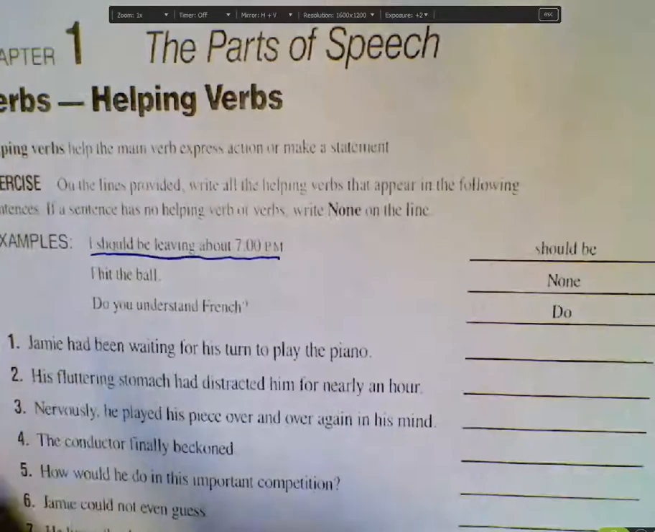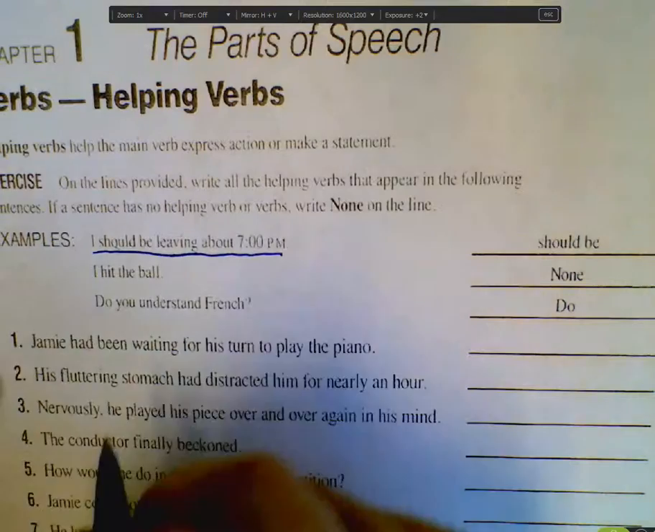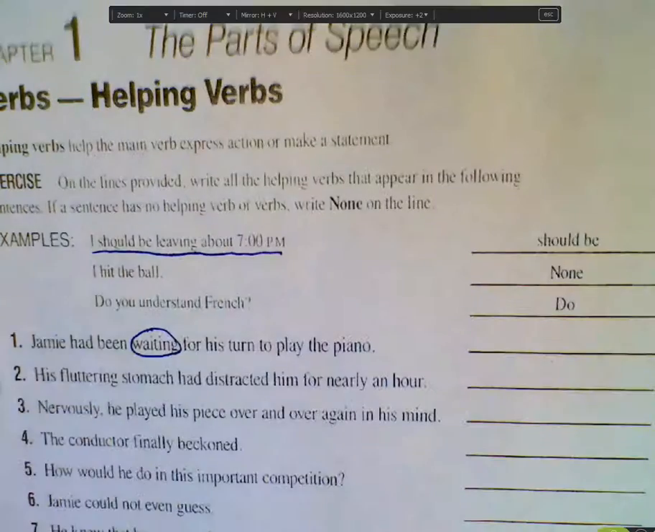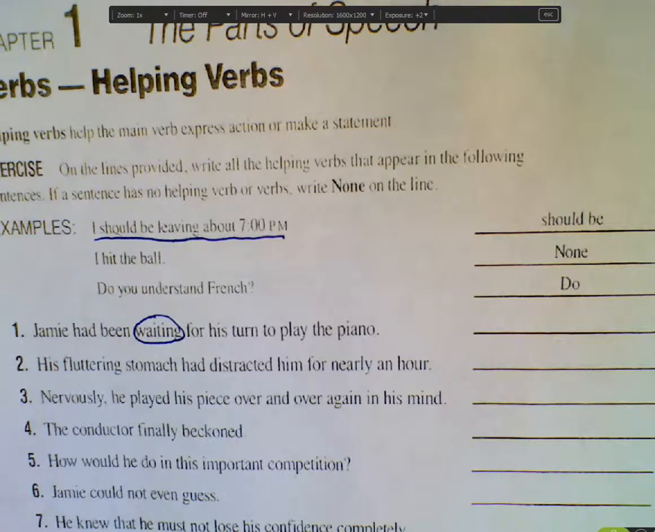In the first sentence, we did this one together in class. "Jamie had been waiting for his turn to play the piano." The main verb is, of course, waiting. Tells us exactly what it's doing. Helping verbs don't clarify meaning, and it's very hard to figure out what's happening if all you had was the helping verbs. So if it just said, Jamie had been... what? What was he doing? We don't know.